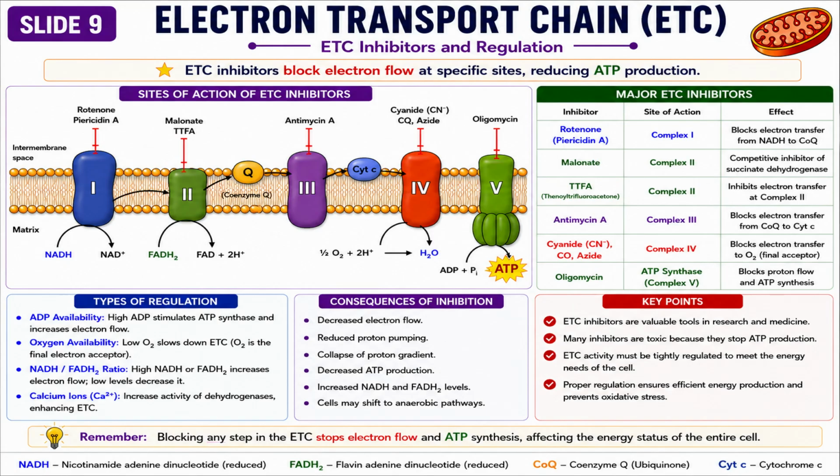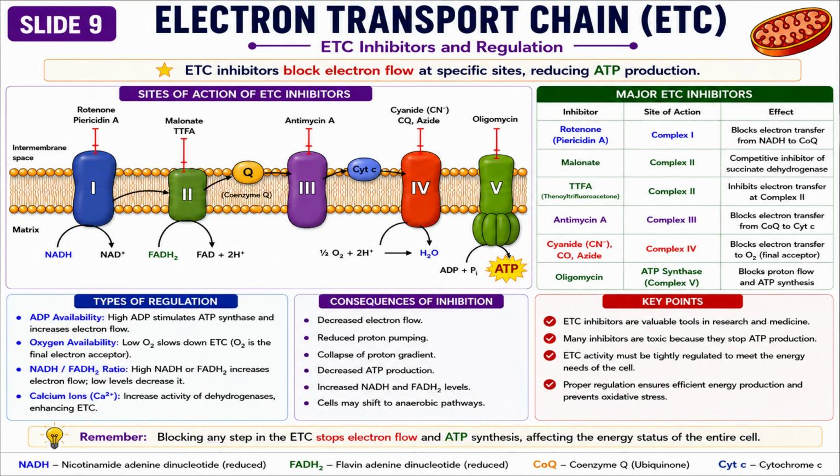At complex 4, oxygen acts as the final electron acceptor and combines with hydrogen ions to form water. As electrons move through the chain, complexes 1, 3, and 4 pump protons, H+, into the intermembrane space. This creates a proton gradient that drives ATP synthase, complex 5, to produce ATP.